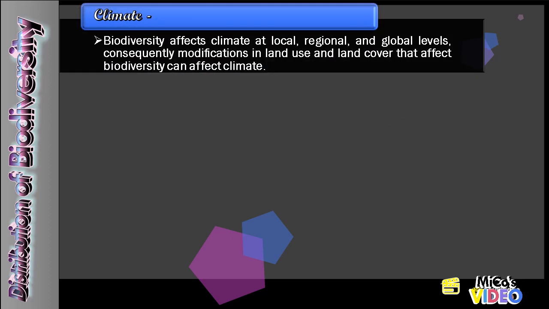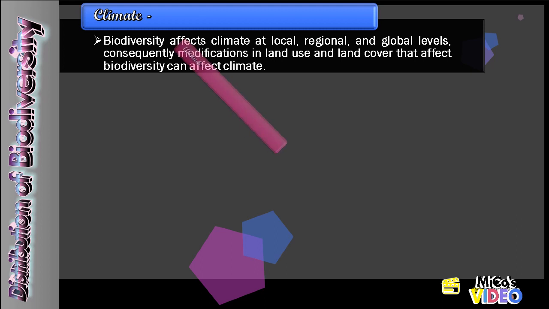Biodiversity affects climate at local, regional, and global levels, and consequently, modifications in land use and land cover that affect biodiversity can affect climate. The significant mechanisms of biodiversity comprise plant functional diversity and the type and distribution of ecosystems across the globe.